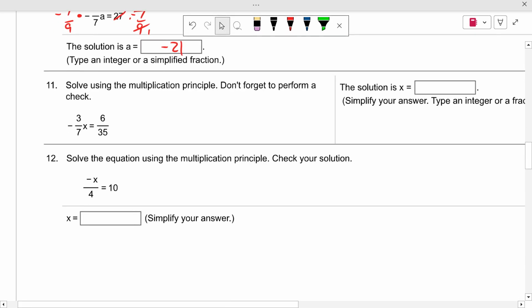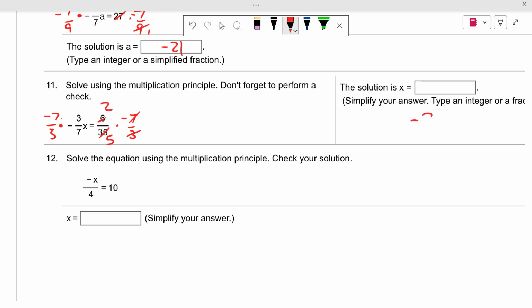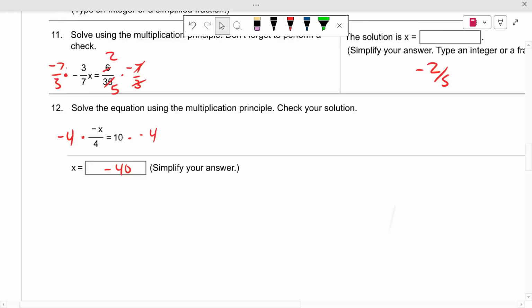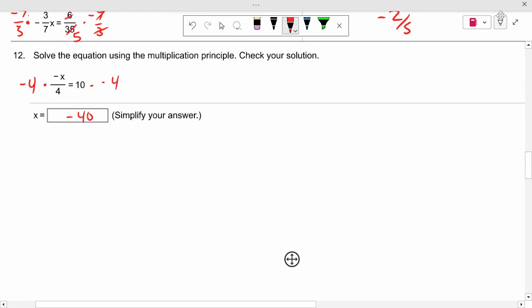Okay. Here you'd multiply by what? Negative 7/3. 7 goes into 35 5 times, so there's a 5 on the bottom. 3 goes into 6 2 times, and 2 is on the top, so it's negative 2/5. Here we'd multiply by a negative 4. Even though it's positive 4 on the bottom, since there's a negative up top, this will take care of both. Multiply by negative 4, you get negative 40. So that's what you'll see on the first assignment.